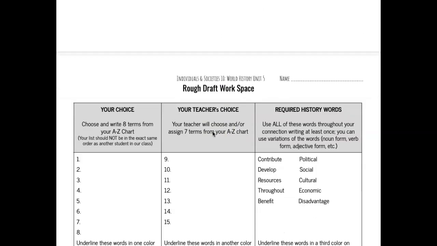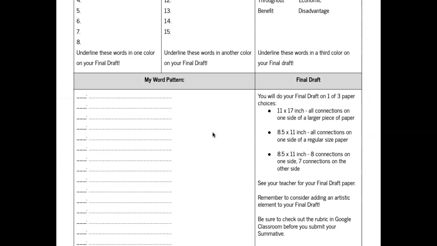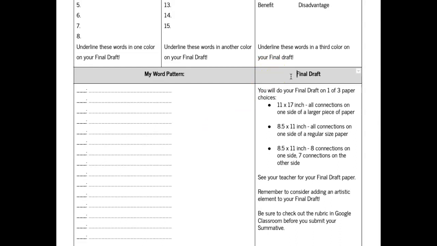Let's look down at this rough draft page and check out this final box. In the bottom right, it says Final Draft. Here's some information you should know. You're going to do your final draft on one of 3 paper choices. One of the choices is a larger piece of paper, 11 inches by 17 inches, and you'll have all the connections on one side of that larger piece of paper.